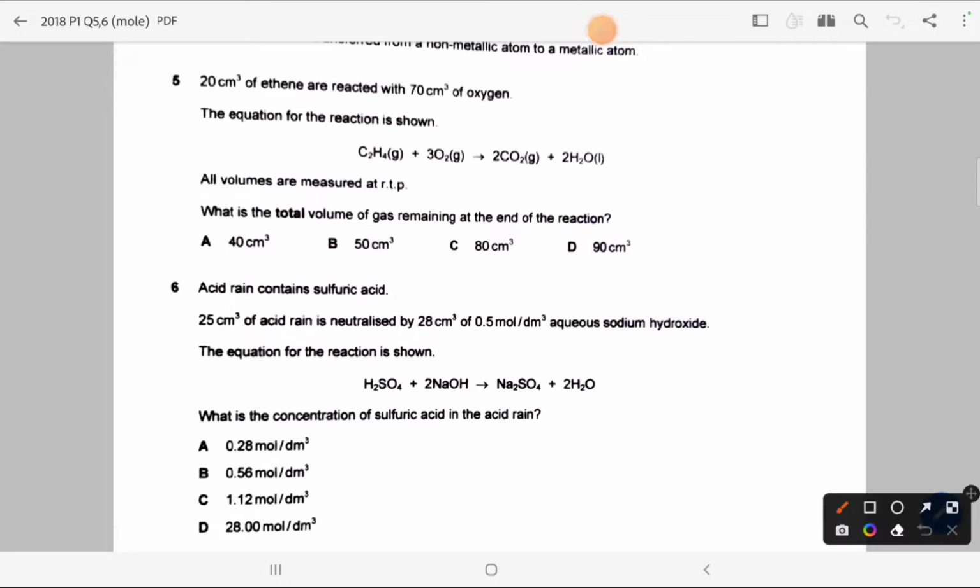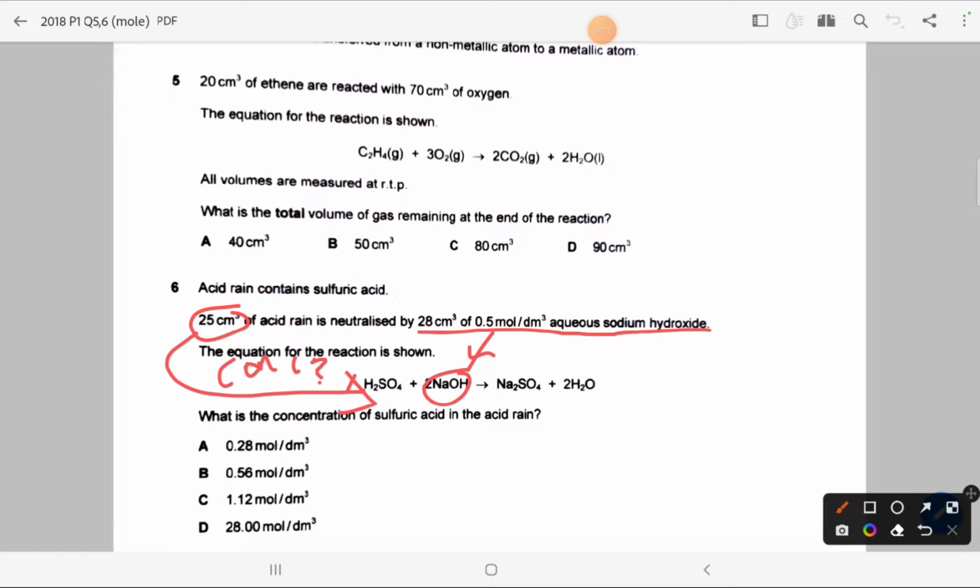Acid rain contains sulfuric acid. 25 cm cube of acid rain is neutralized by 28 cm cube of 0.5 mole per dm cube sodium hydroxide. So this is sodium hydroxide and this is 25 cm cube sulfuric acid. The equation is given. What is the concentration of sulfuric acid? For sulfuric acid, you need to find the concentration.